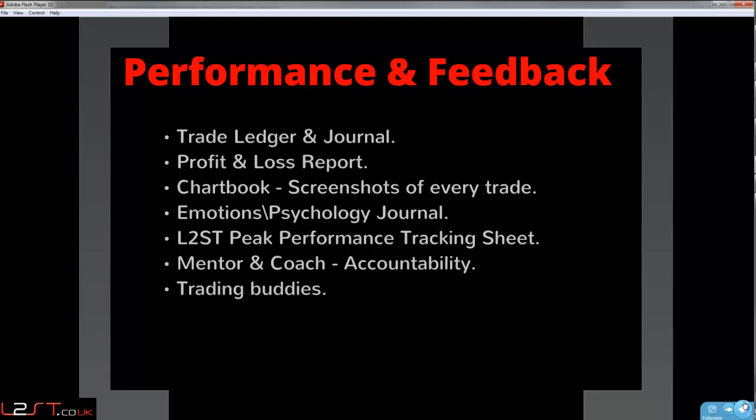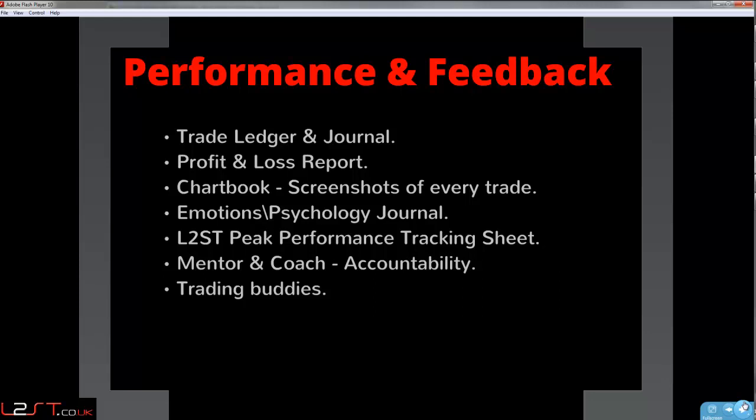Performance and feedback. Keep your trade ledger. A trade ledger is very much just every trade. Each and every single trade you take, your entry, your exit, or your entries and your exits, and then highlighting maybe the time the trade was taken.